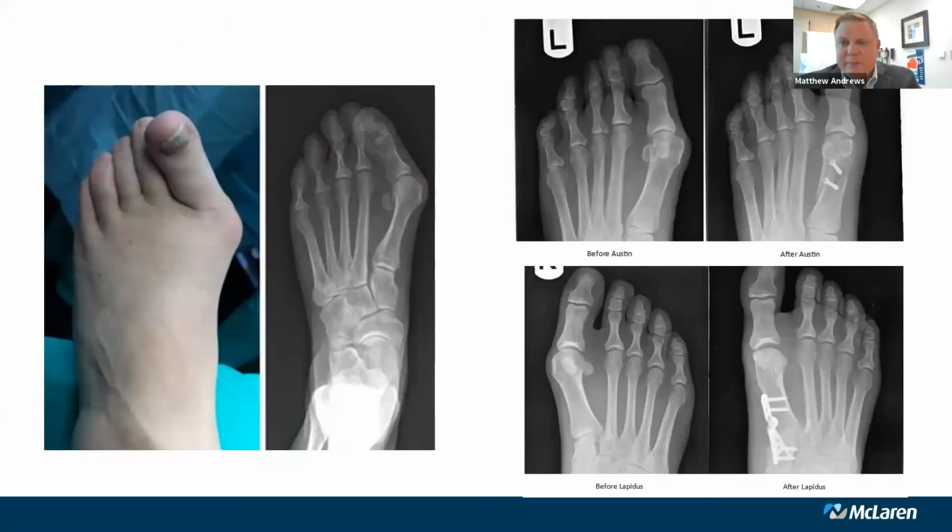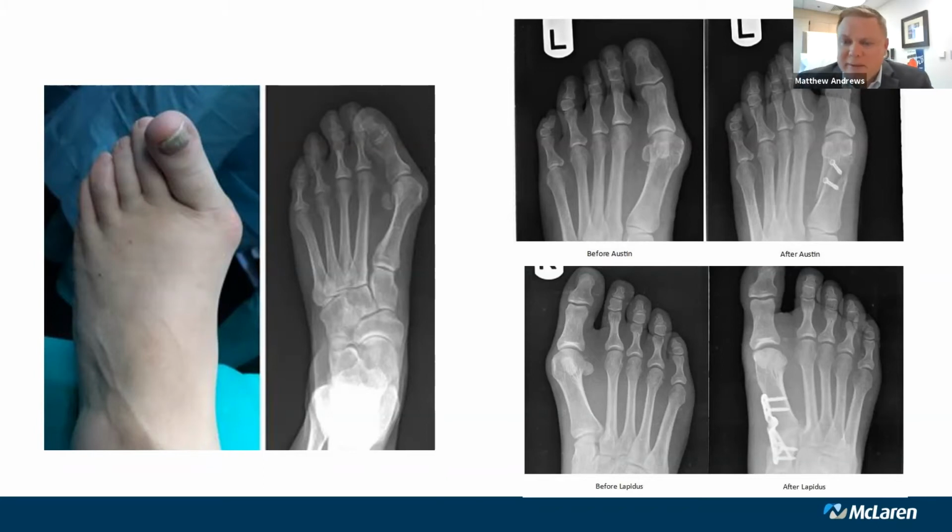Here's just a couple of examples of correction of a bunion deformity. So this picture on the left here, you can see sort of a clinical correlation of what a foot actually looks like with what the x-ray looks like underneath. So for the trained eye, you can see that toe is somewhat rotated and not in a good position. And you see the prominence of the head of the metatarsal bone that's kind of sticking out on the inside of the foot there, that's pushing the toe over.